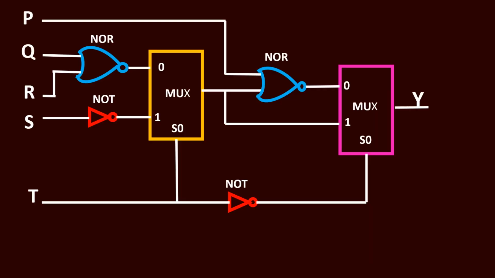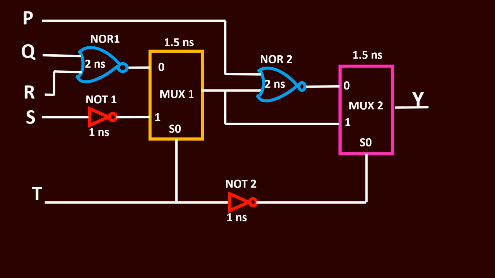We have drawn the circuit as such given in the problem, and some more details are added to this circuit to get the detailed explanation. Let's get started. There are 5 inputs, namely P, Q, R, S and T. These inputs are applied at the same instant. It is given the NOR gates with 2 nanosecond propagation delay, NOT gate with 1 nanosecond propagation delay and MUX with 1.5 nanosecond propagation delay.